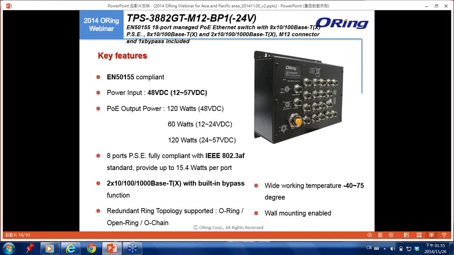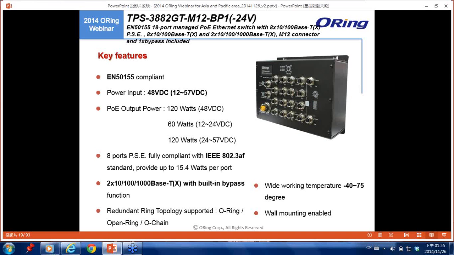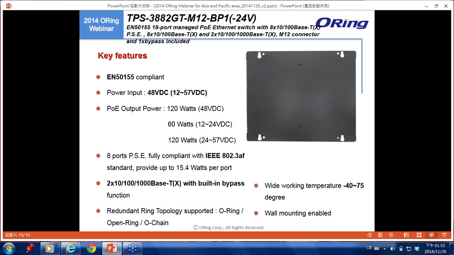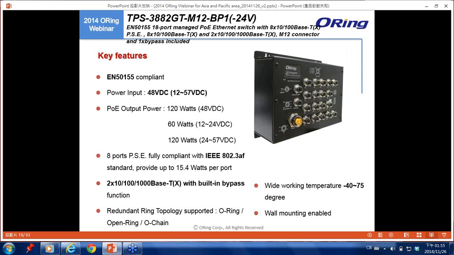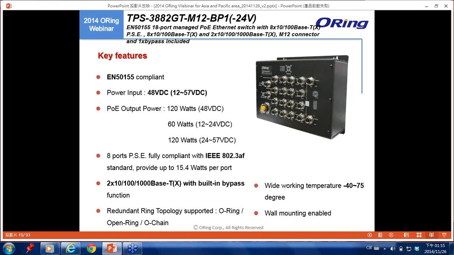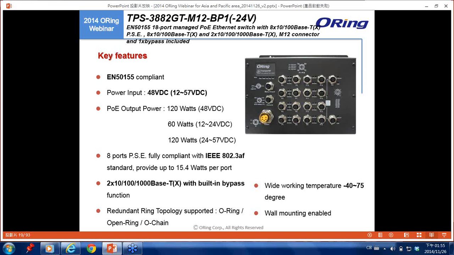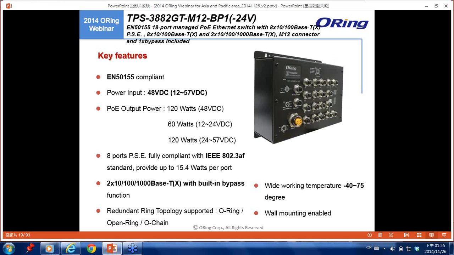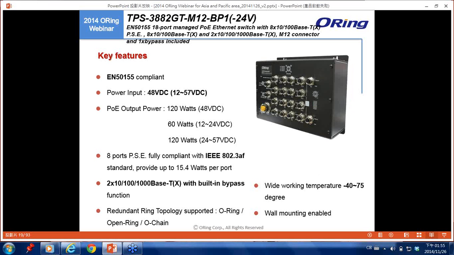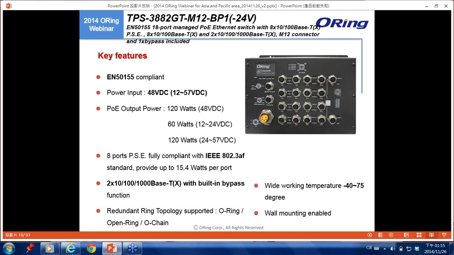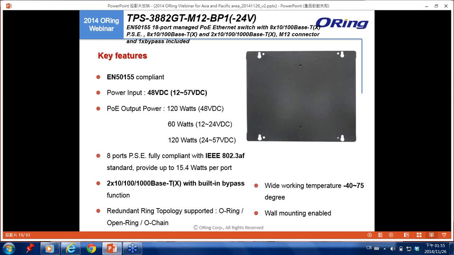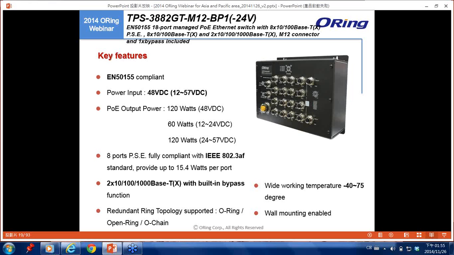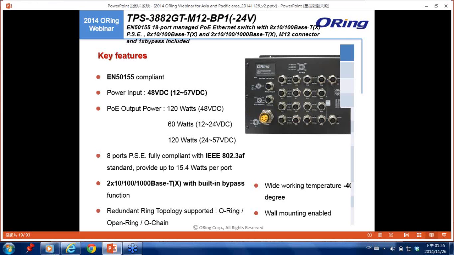The power output for the standard model is 120 watt, compared to 802.3af, 15.4 watt per port. And for the 24 volt DC model, there are as well 2 sections. For the power input from 12 to 24, 60 watt, and from 24 to 57 is 120. Operation temperature is from -40 to 75.